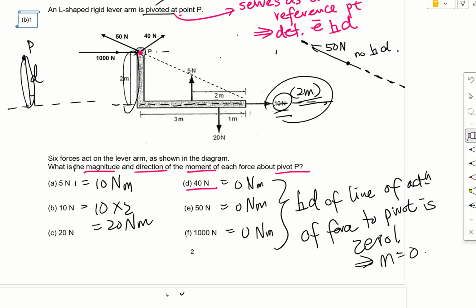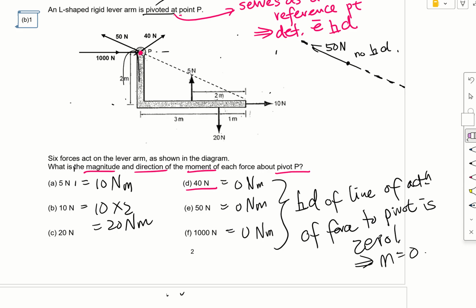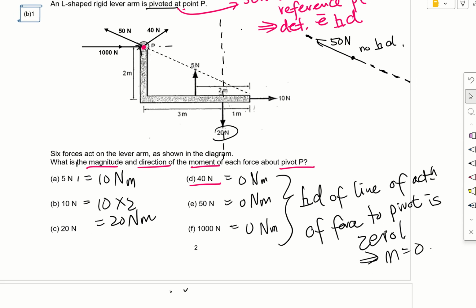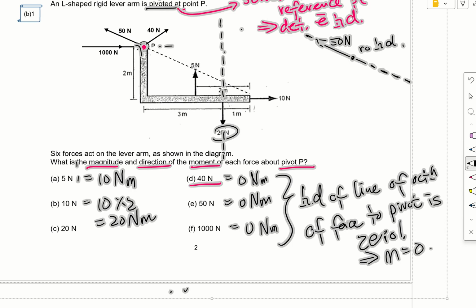Alright, so for the last one, let me clear this up. 20 Newton. You should be trying to get the answer yourself before you continue watching. So 20 Newton is over here. Again, I draw my line of action of the force. These are tiny details that you can apply to help you. Some students still refuse to draw this line of action of the force, and they always get their perpendicular distance wrong.